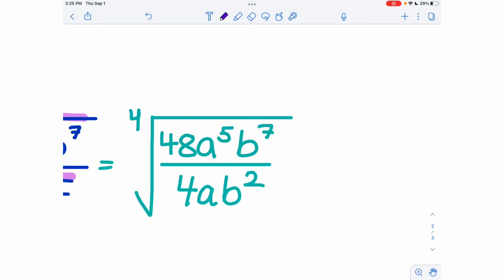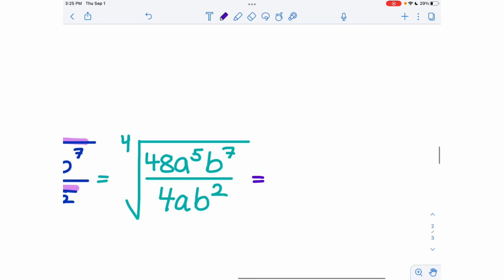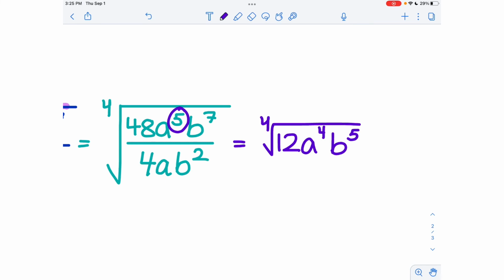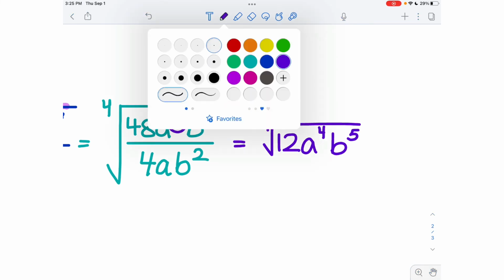And what's really nice about this is this actually reduces. 48 divided by 4 is 12. 5 minus 1 is 4, so this is a to the 4th. And then 7 minus 2 is 5, so then b to the 5th. All with a 4th root. Now, oh my gosh, now the denominator's gone, so I don't even have to rationalize. I will reduce this, but that's it.